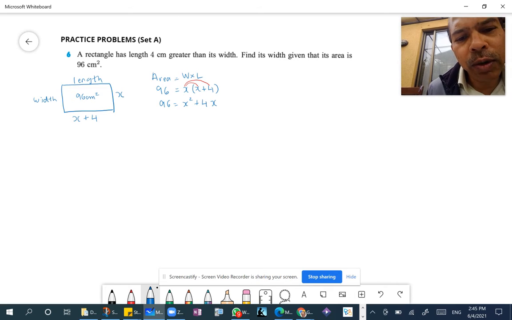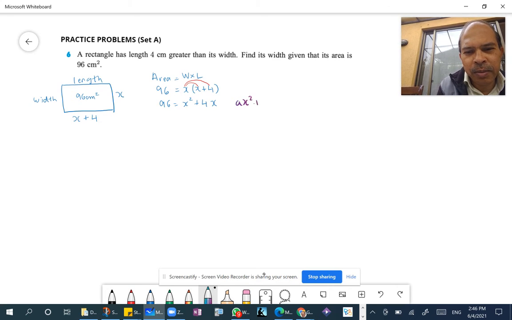This is a quadratic equation because it's got x squared in it. However, it's not in standard form. What is standard form? An equation of the form ax squared plus bx plus c equals 0. Now, an easy way to convert any quadratic equation to standard form is to move all the terms to one side, leaving 0 on the other side.